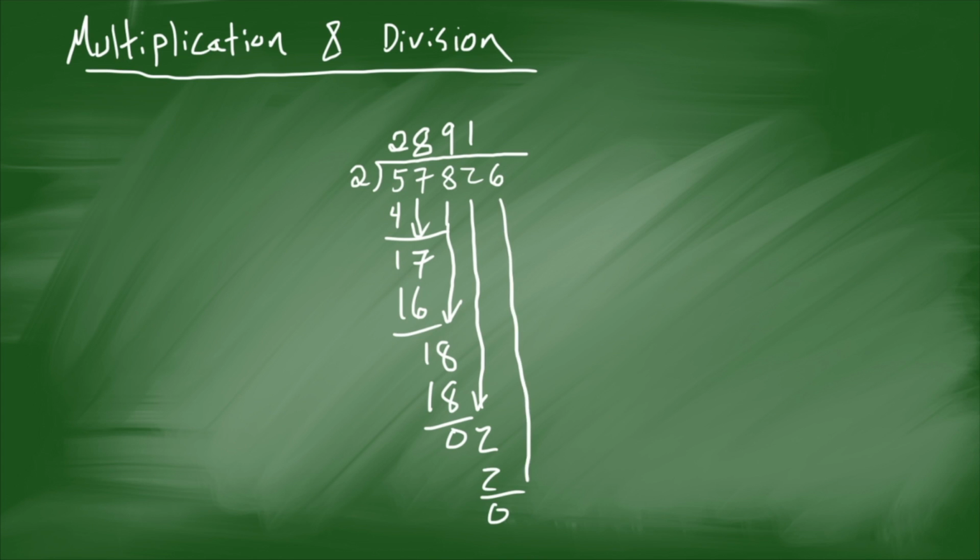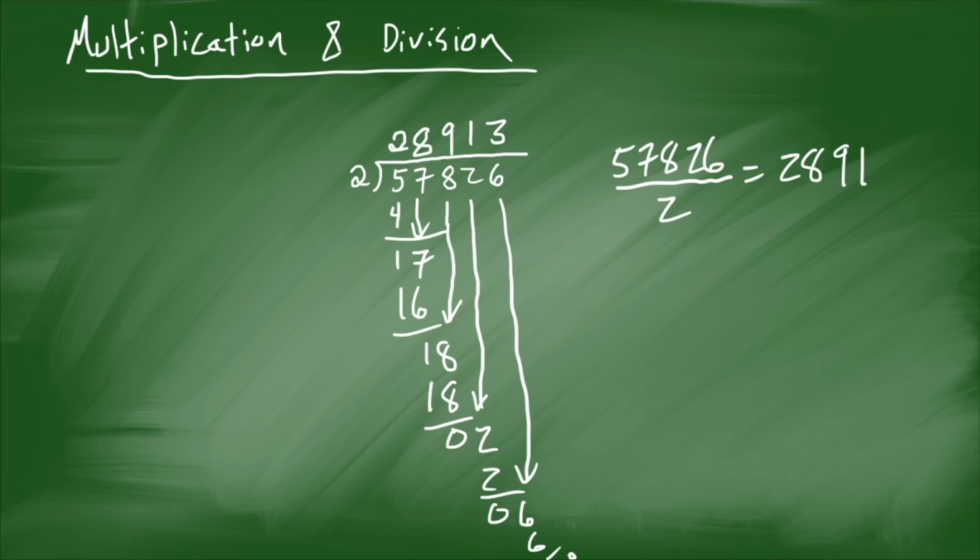And then finally, bring down the 6. How many times does 2 fit into 6? 3 times. 6. 0. Therefore, 57,826 divided in half equals 28,913. And that is the end of our review on arithmetic, addition, subtraction, multiplication, and division.